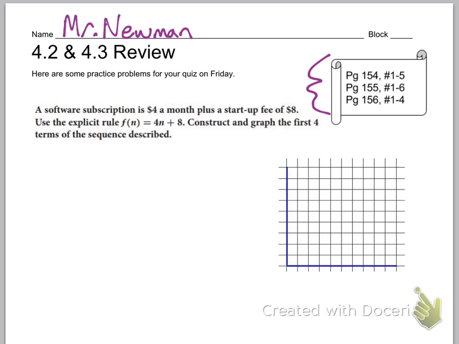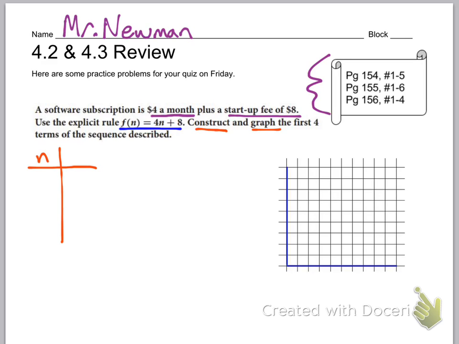This first problem, we actually didn't do any of this type, but this is something that you can do because notice it gives us the $4 per month, and it says a startup fee of $8, but it goes ahead and gives us the explicit rule, and you guys have been using explicit rules, so you'll do just fine on this. It says construct a graph of the first 4 terms of the sequence. That's what we have to do, but before we can make a graph, we need to figure out the points in the graph, and to do that, I'm going to use a table.